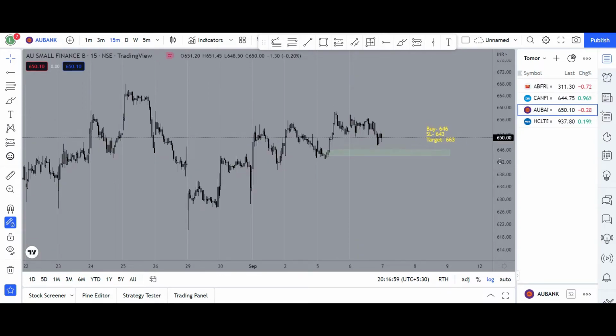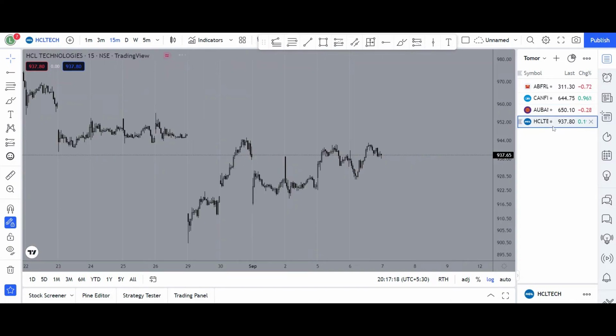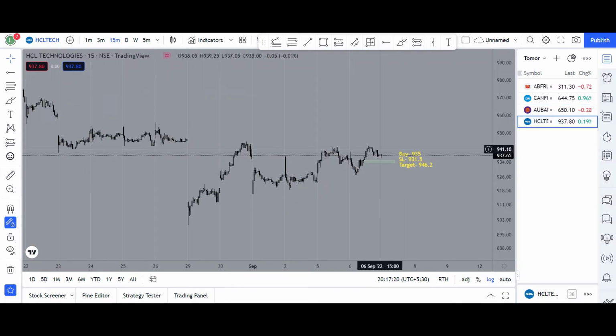Next, AU Bank. As you can see, it has struggled today, but the downside was very minimal, 0.28%. And if we get price action in this area of 646 or 647, then we should look for a buy entry with a stop loss below 643 and a target of 663. Next and last stock is HCL Tech. As you can see, it has made a very, very weak new structure high. So I'm expecting a deep retracement.